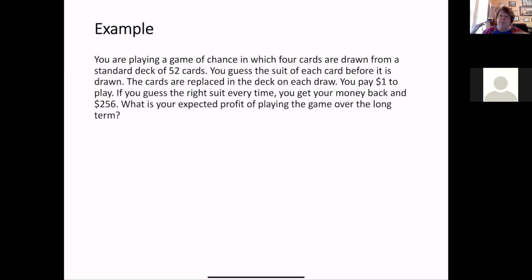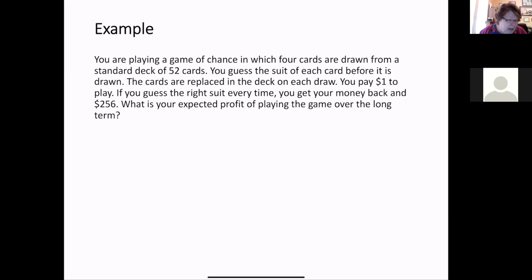But over the long term, if you play the game repeatedly over and over and over again, the expected value is how much you would expect to gain or lose overall. That's one of the problems with gambling: if you do it over the long term, you're really not going to win money anyway, because you have to hope for that one time when things go right.